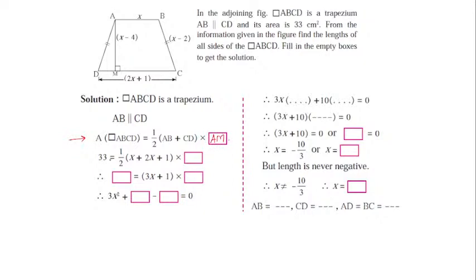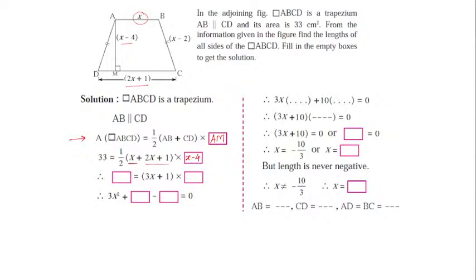Now the area of quadrilateral ABCD is given to be 33, so it is replaced here. That is equal to 1/2 into bracket. Sorry, AB is replaced by x because the length of AB is given to be x. So AB is replaced by x and CD is 2x plus 1, into AM. AM is x minus 4. So in the second box we should have x minus 4.